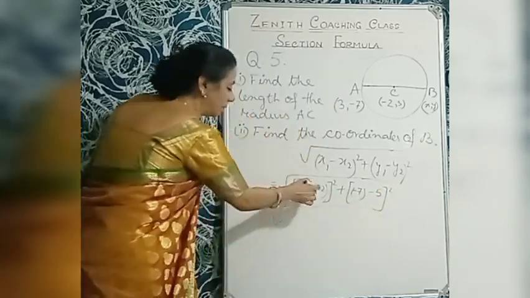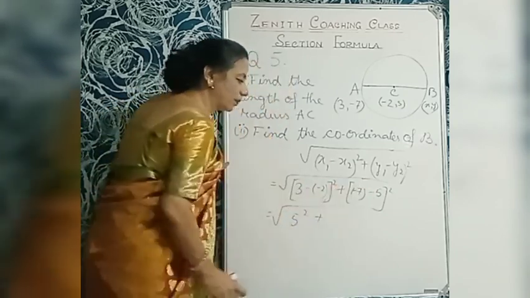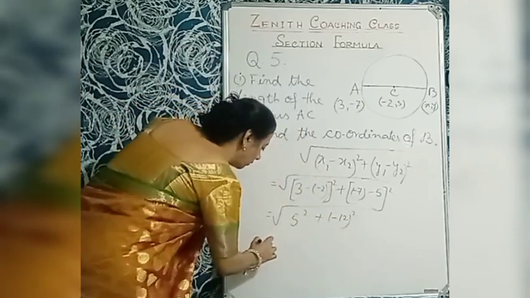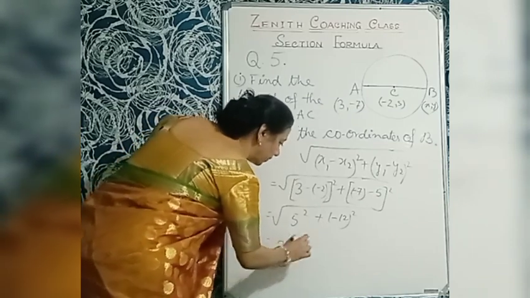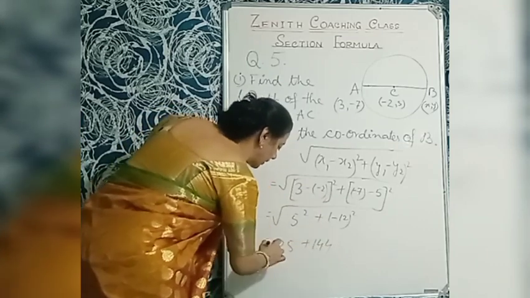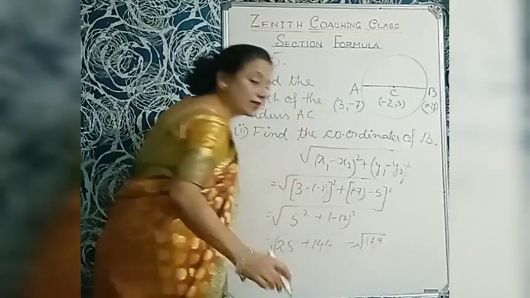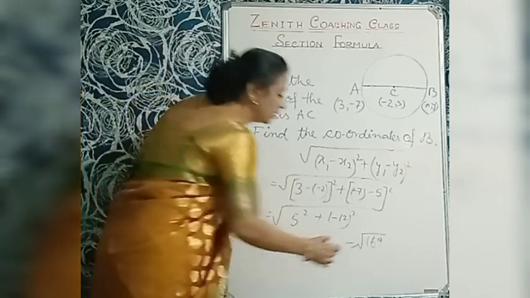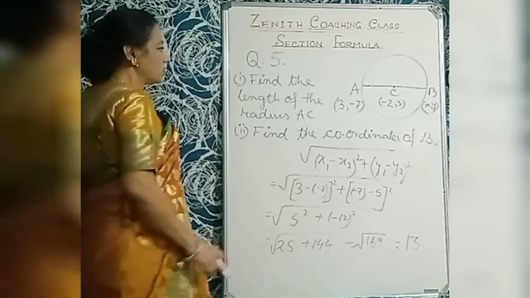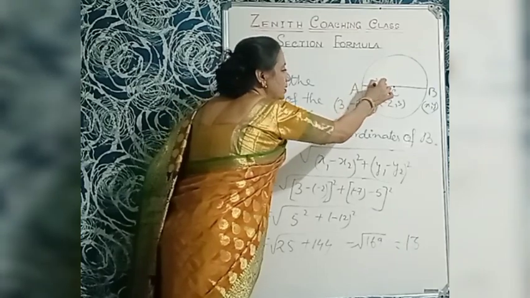So root over 3 minus 2, that is 5 square, plus minus 7 minus 5, that is minus 12 whole square. So 5 square is 25 plus minus 12 square is 144. So 25 plus 144 is 169, root over 169. What is the root of 169? You know the table, that is 13. So the distance is 13 units. So the radius is 13 units.